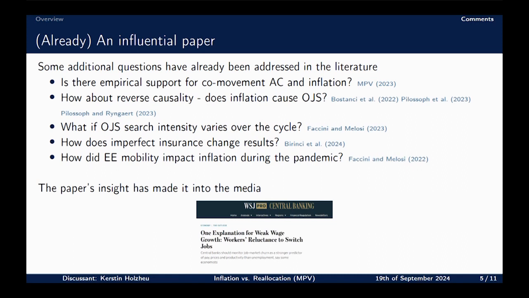So this is basically showing you that this paper has already created some traction in the literature. And not only in the literature, it has even made its way into the media. As you can see here, the Wall Street Journal has spoken about it, even though I'm not sure if the authors are so happy about the title of this article. I think that the journal still tried to capture the message.